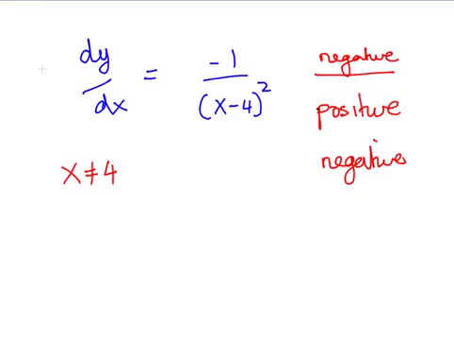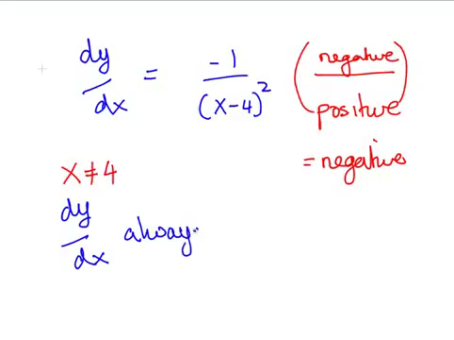Okay. So a negative divided by positive is always going to be negative. So this is always going to be negative. dy over dx, always negative. So that is why it is a decreasing function.